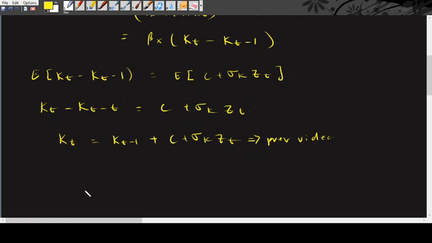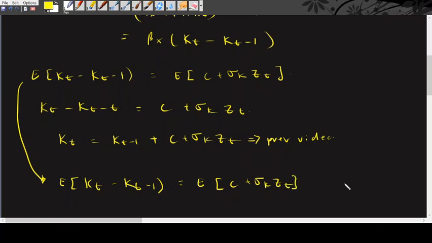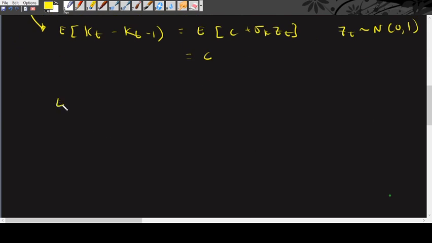Okay, from here you can see that the expected value of k_t minus k_t-1 is equal to the expected value of C plus sigma_k z_t, where your z_t is normal 0, 1. Since this is normal 0, 1, the expected value of this term is 0, so you are going to get C. So for the whole thing, the expected value of R_xt is equal to beta_x C.